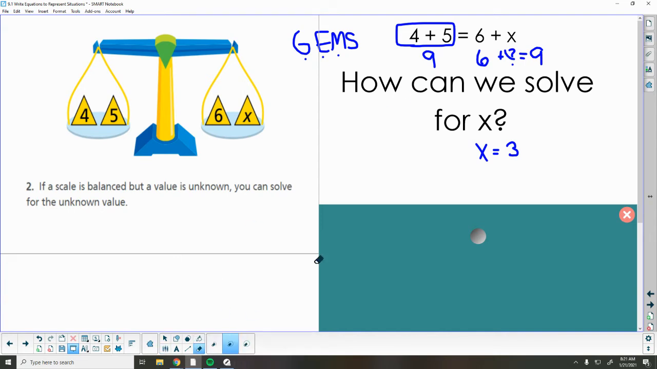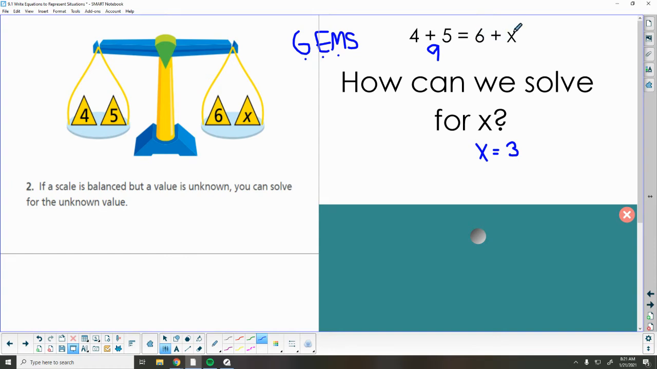But I want to talk about what we'll be getting into for just a second here. So I know that 4 plus 5 is 9, so I can do that and combine those. But I can't put 6 and x together because they are not like terms.